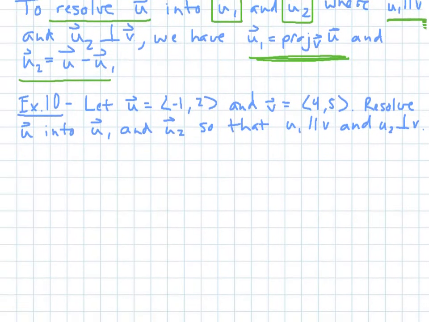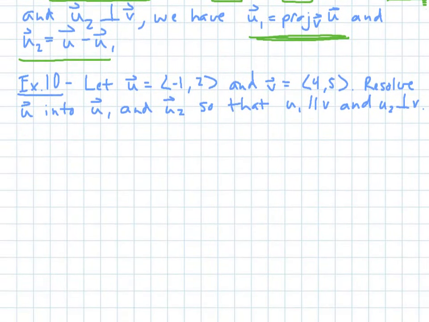So here's an example. Let vector u be -1, 2, and vector v be 4, 5. They want you to resolve vector u into the two vectors: the one that's parallel to v and the one that's perpendicular to v. So first things first, we need to find a vector u sub 1, which is the projection.